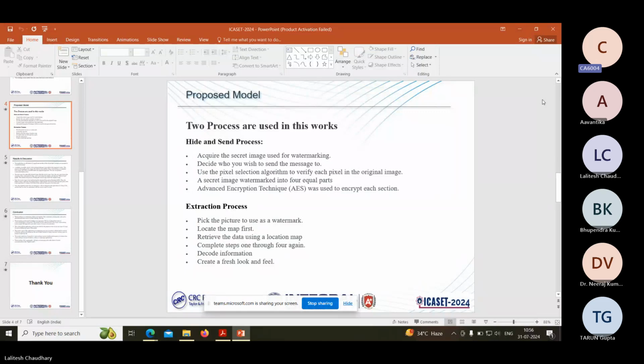Have you made any study of which encryption method is better for your particular research or the data you have taken? No, sir, I have not done that study. You need to do it. If you want to create good research, then you need to incorporate all these things. Okay, sir. That is from my side. Okay, thanks.